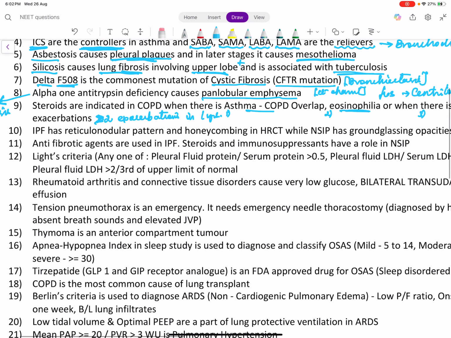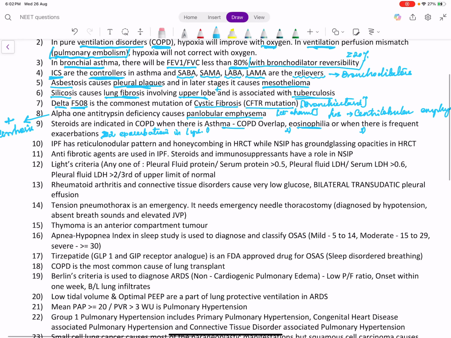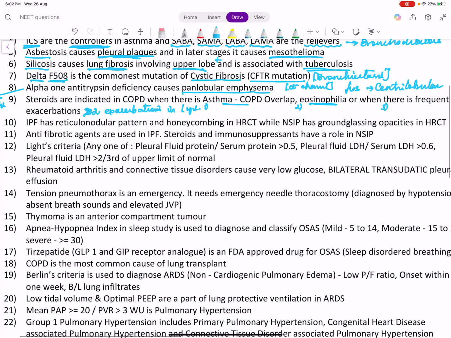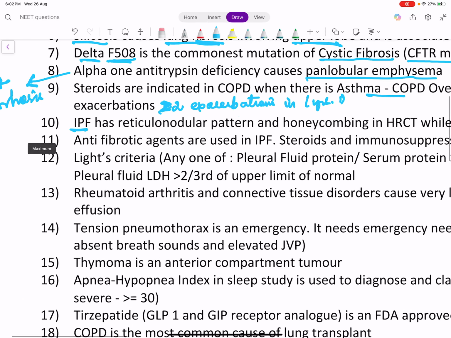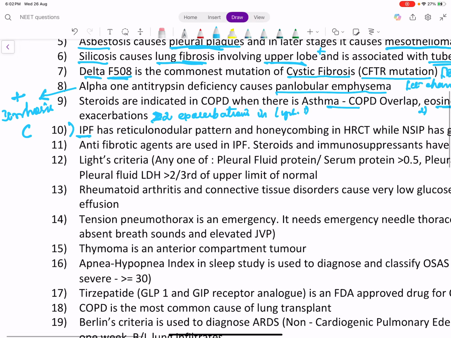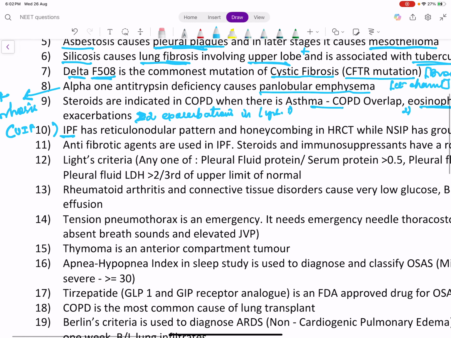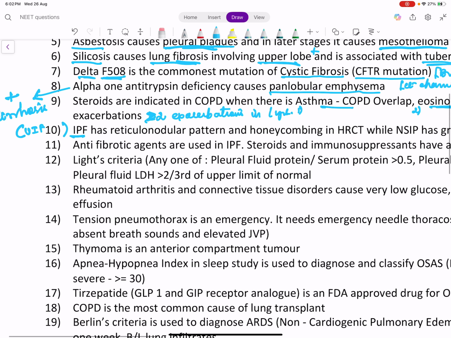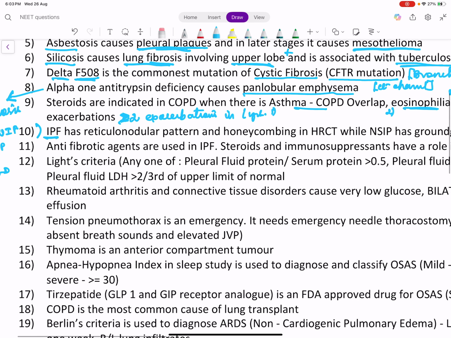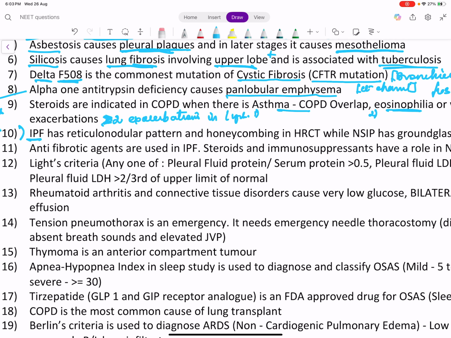Now coming to interstitial lung disease, the most common one is idiopathic pulmonary fibrosis. Idiopathic pulmonary fibrosis is the disease name. If you see the pathology, that pathological finding is called UIP, usual interstitial pneumonia. In contrast, we have another pneumonia, that is non-specific interstitial pneumonia. It comes in secondary ILD, that is any systemic disease like SLE causing ILD. But rheumatoid arthritis causes UIP pattern only. This IPF has reticulonodular pattern and honeycombing.